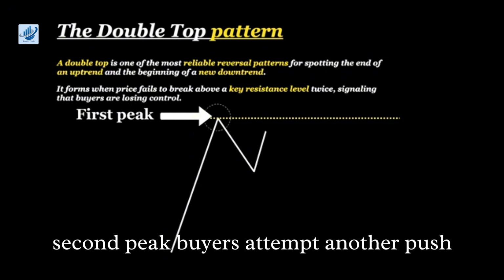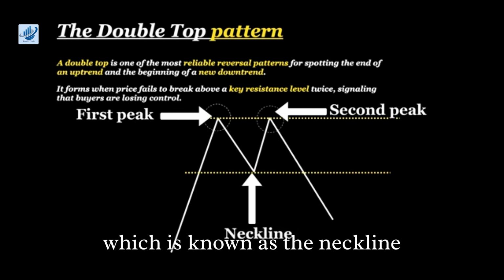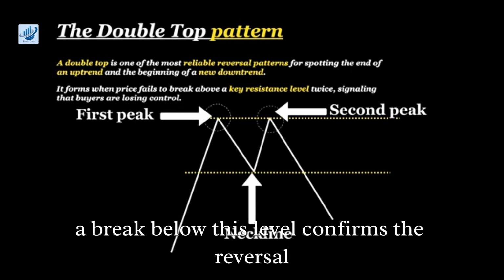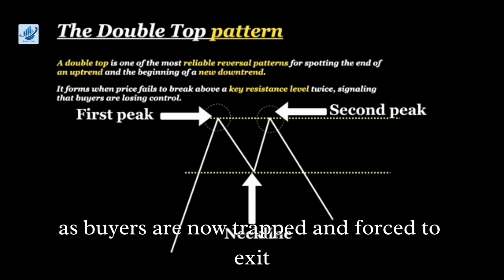Second peak. Buyers attempt another push, but this time they fail to break the first peak. This signals buyer exhaustion. There's no more demand to drive price higher. As sellers step in, price drops back to the support level, which is known as the neckline. A break below this level confirms the reversal, as buyers are now trapped and forced to exit.